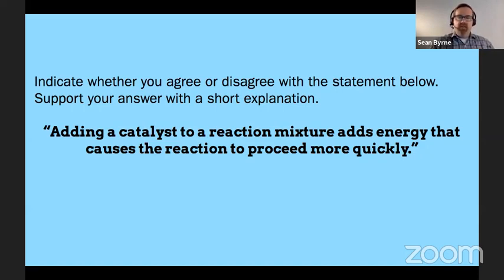So this is something that a student might say as they're explaining catalysts to their little brother or little sister. Would they be correct or not? And how would you explain whether you agree or disagree? So take a second to pause and maybe write out your explanation.